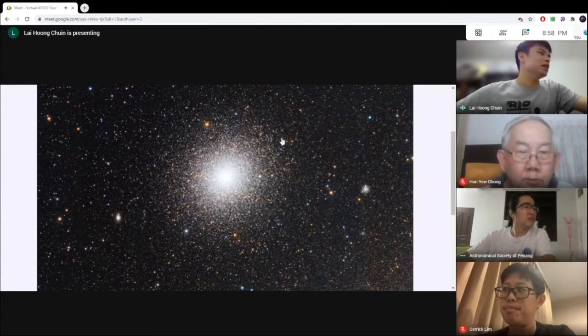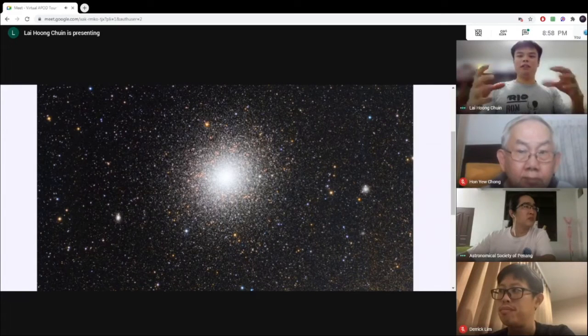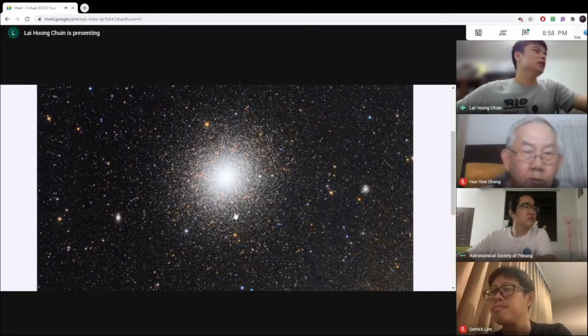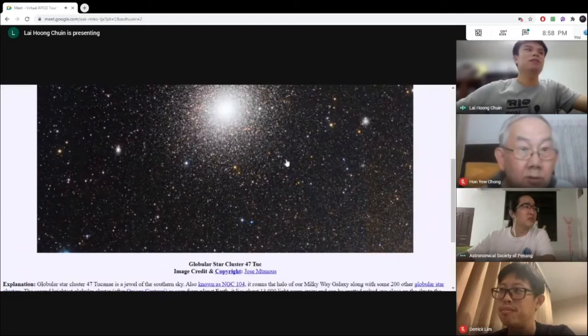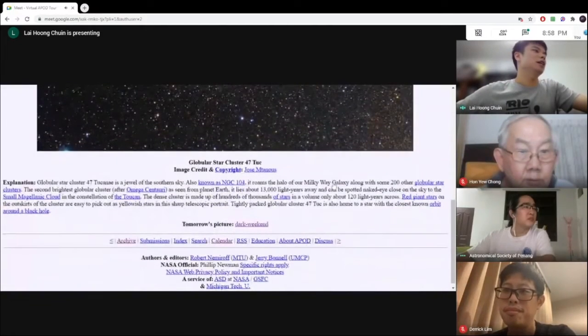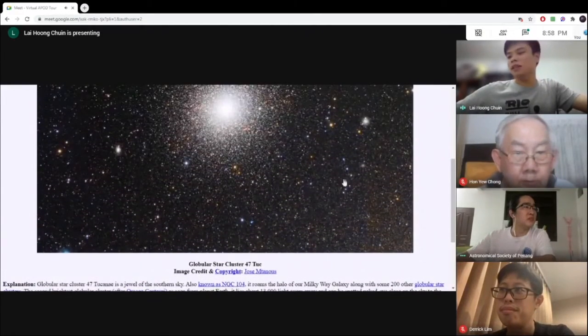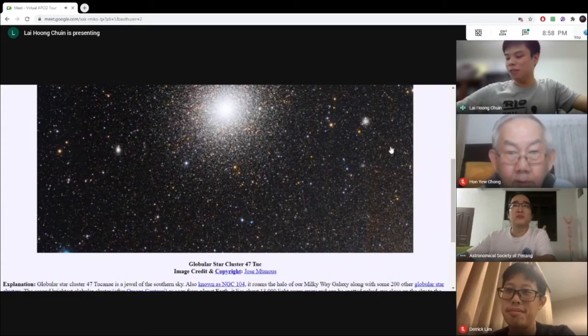We know we have the Milky Way. We have the disk, we have the bulge, and then we have the spiral arms. This globular cluster is not located at the arm, not at the bulge, not at the center, but in the halo region. Hundreds of thousands of stars roam around this halo region of the Milky Way. All right, so this is about it from me.